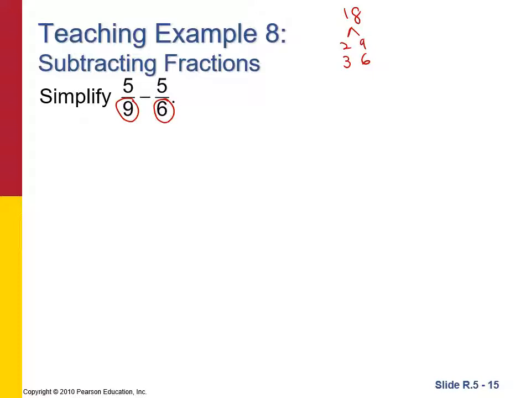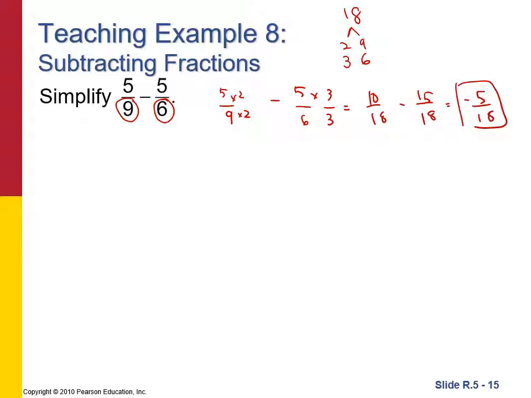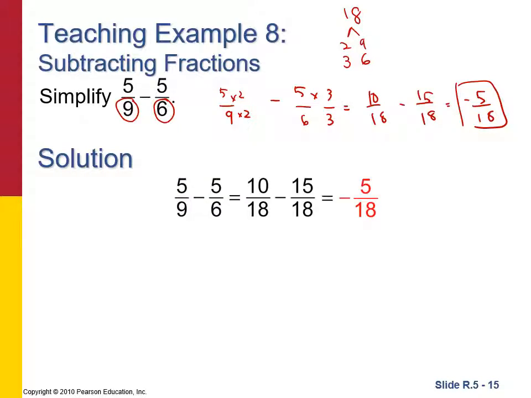And so 5 times 2, or 9 times 2, minus 5 times 3 over 6 times 3. Oh, I'm sorry, I'm confused. And that gives us 10 over 18 minus 15 over 18. And that leaves us with negative 5 over 18.